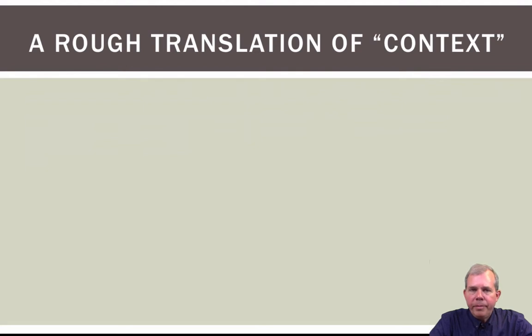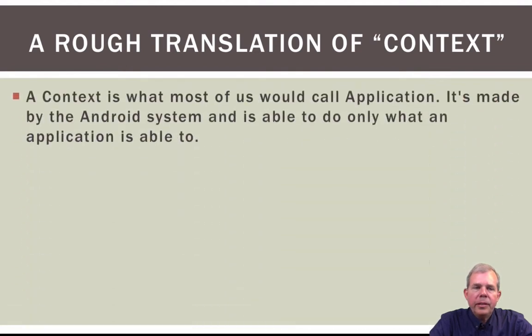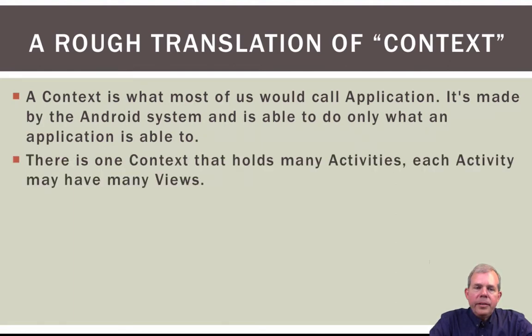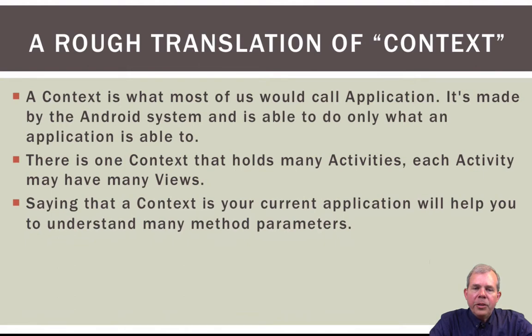So I have maybe a mental working definition of what context is. Most of us would think of context in the way that we view our application. There's one context in your app, and it holds many activities, and those activities have many views. And so saying that your context is your current application can help you understand what the purpose of context is and why we're trying to pass it around through different parameters.